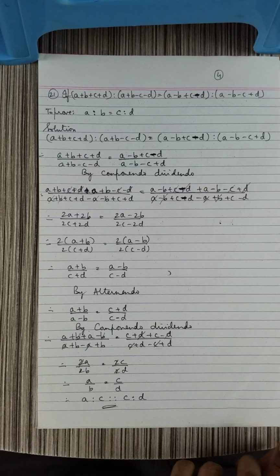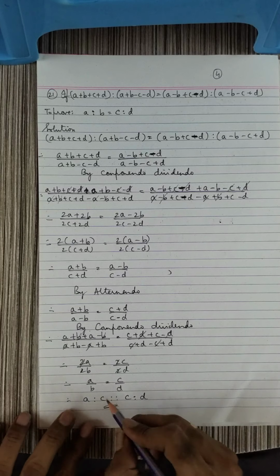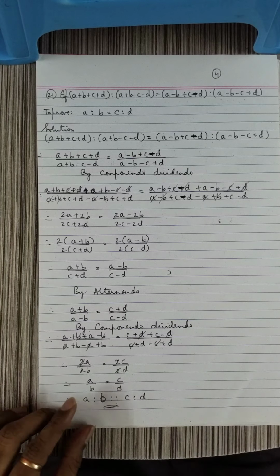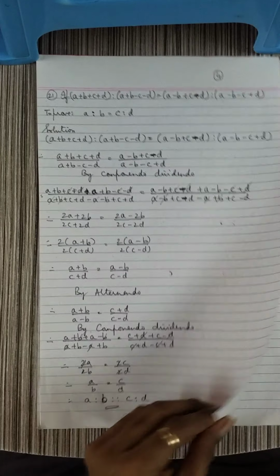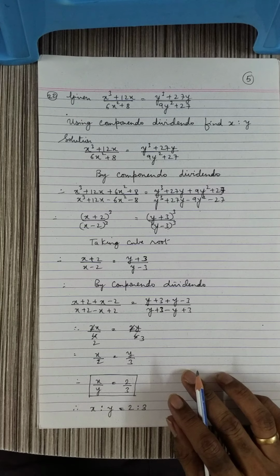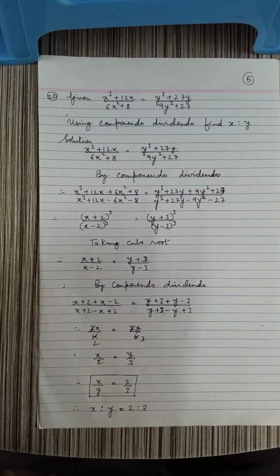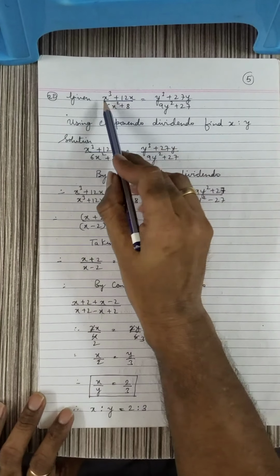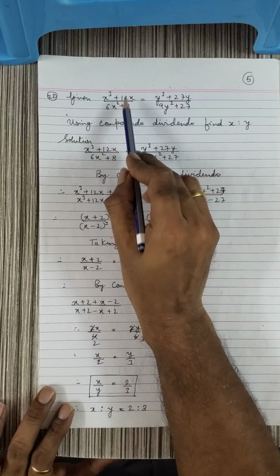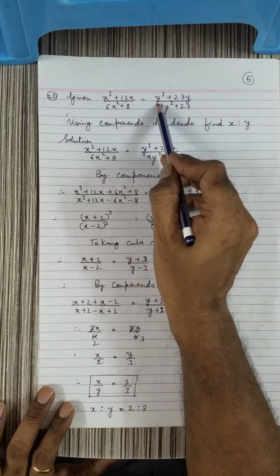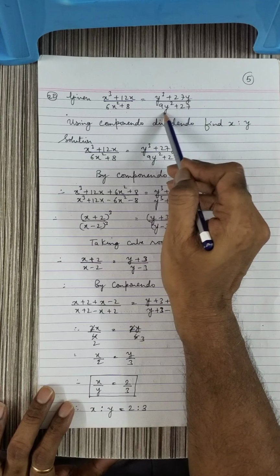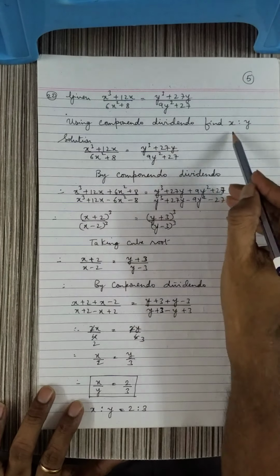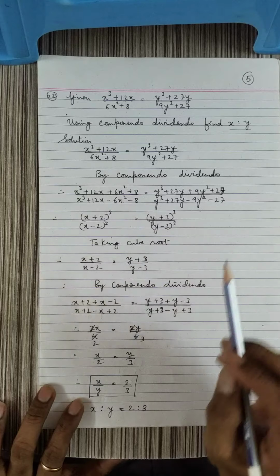So A is to B is equal to C is to D. So this is first. Then the last sum of this part, which is also very simple. You are given x cube plus 12x upon 6x square plus 8 is equal to y cube plus 27y upon 9y square plus 27. And they have said by using componendo dividendo find x is to y.